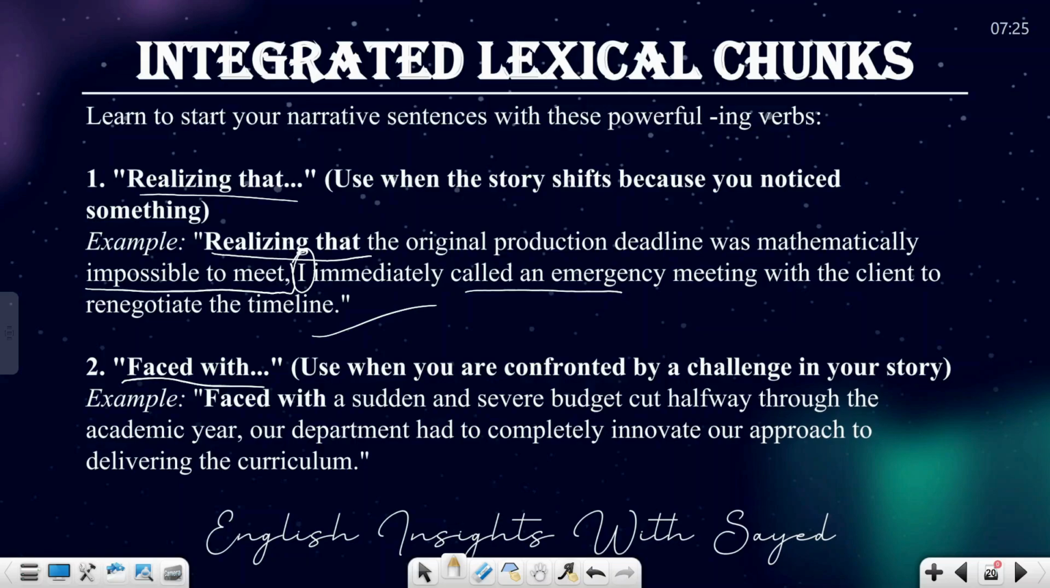Okay, "faced with": use it when you are confronted by a challenge in your story. You could use this, "faced with." Like, "Faced with a sudden and severe budget cut halfway through the academic year, our department had to completely innovate our approach to delivering the curriculum."